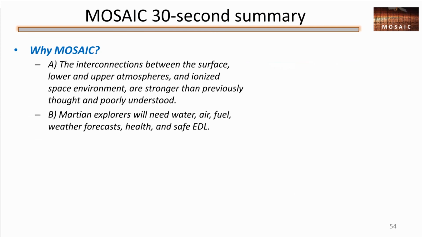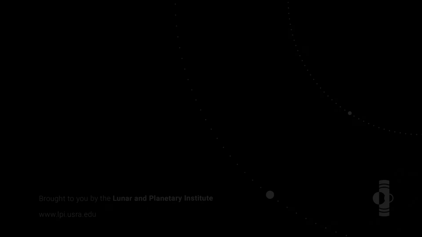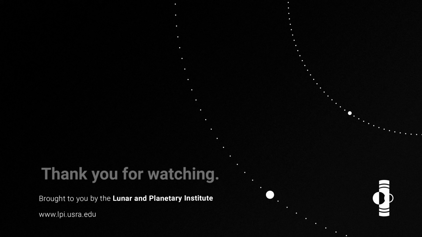So why would we do MOSAIC? It's because the interconnections between the surface, the lower and upper atmospheres, and the ionized and space environment are stronger than previously thought and poorly understood, and because Martian explorers will need water, air, fuel, weather forecasts, health, and safe EDL. And so we're hoping that we can write a detailed report motivating this 10 spacecraft constellation to make these unprecedented simultaneous measurements of the Martian climate system, looking at the post-2028 timeframe. And I will leave it there, and I will take questions either now if we have time, or by email later. So thank you.